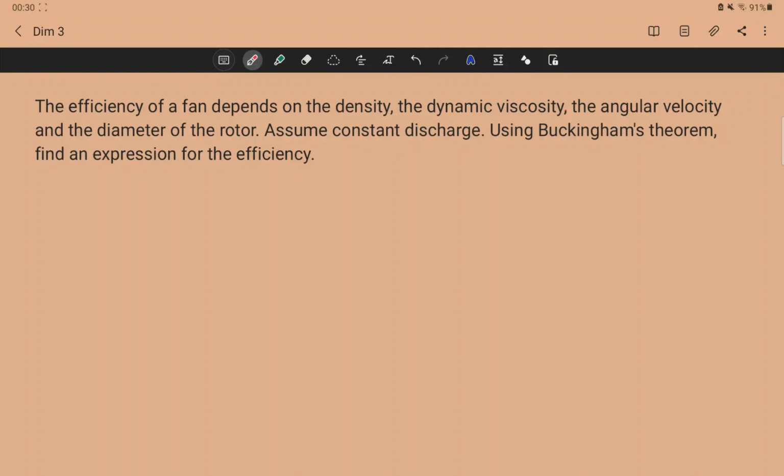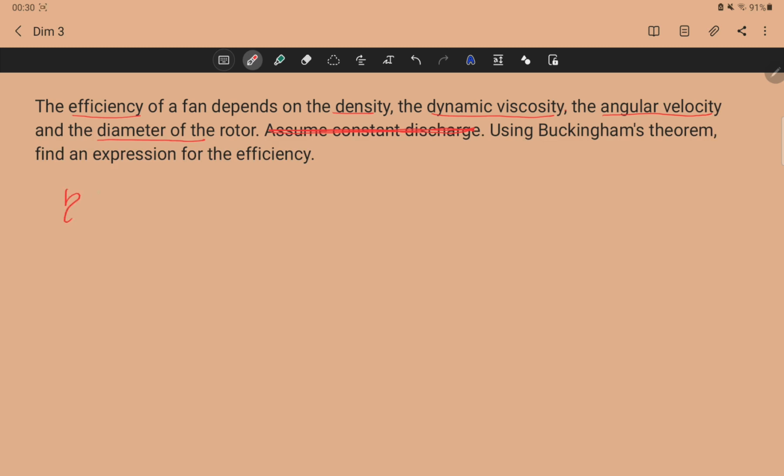So, my dear people, what do we have here? We are given that the efficiency of a fan depends on the density, the dynamic viscosity, the angular velocity, and the diameter of the rotor. Assume constant discharge. Anything that is constant in dimensional analysis, we can just eliminate it. Using Buckingham's pi theorem, find an expression for the efficiency. That is really easy. Let me take you step by step in doing this particular problem.